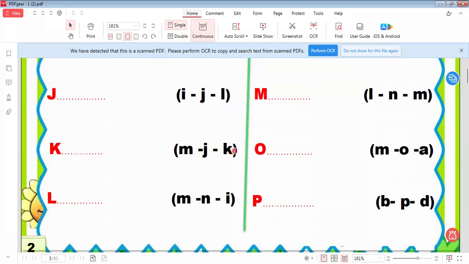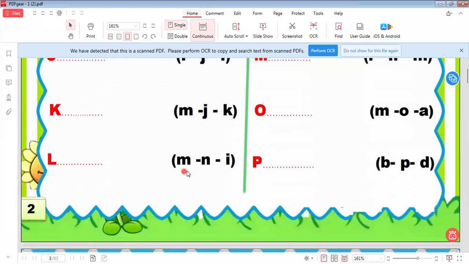Capital K, small k. Capital L, where is capital L here? Here is not I, here is not L, so we have a misprint here. It will be here L. Capital L by small l, not I. Here is capital B by what? By small b. Capital O by small o. Okay, let's go to another item.